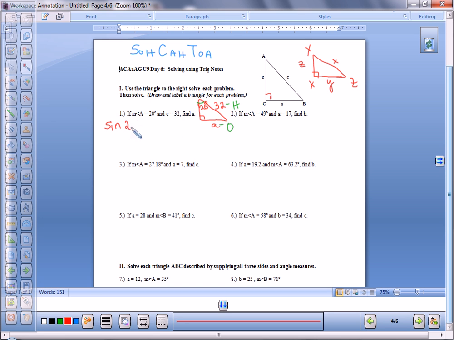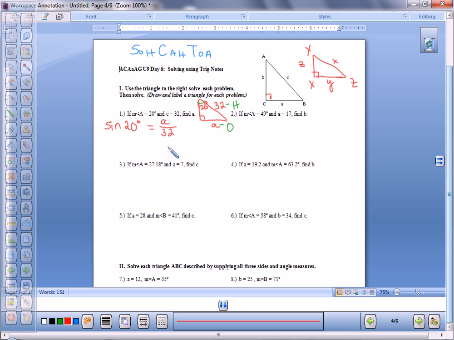Sine of, well, this time they gave us the angle measure. Sine of 20 degrees is equal to the opposite side, which is A, over the hypotenuse, which is 32. Can we also use cosine now? The real answer to your question, Michael, is yes, we could use cosine, but we wouldn't use the 20 in that case. We would have to use 70.